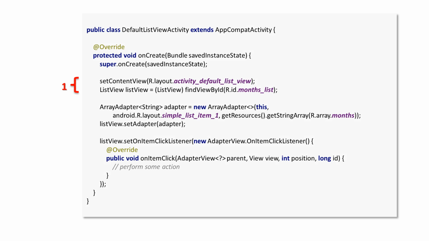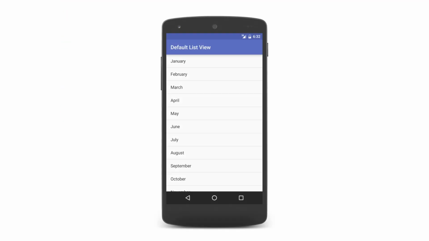Here is a complete code using default list view. In step 1, set your layout defined in XML and find the list view. In step 2, define your array adapter with default list item layout, pass in months data, which was defined in our strings resource file, and add the adapter to the list view. And finally, in step 3, set the onItem click listener to react to touch events. The default list view will display a very simple but functional list.